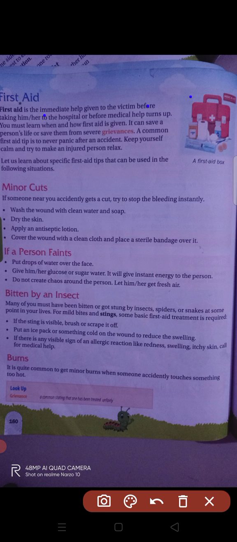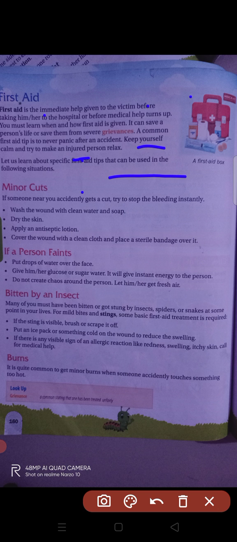Okay, the common first aid tip is to never panic after an accident, and here keep yourself calm and try to make the injured person relax. So let us learn about some of these first aid tips that can be used in the following situations.